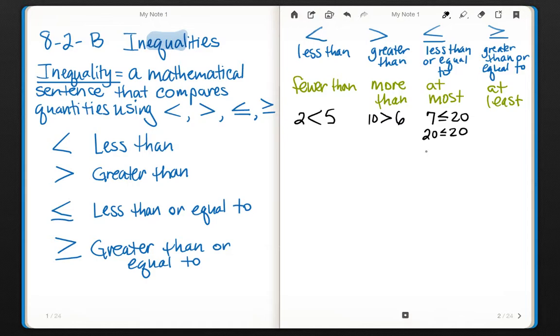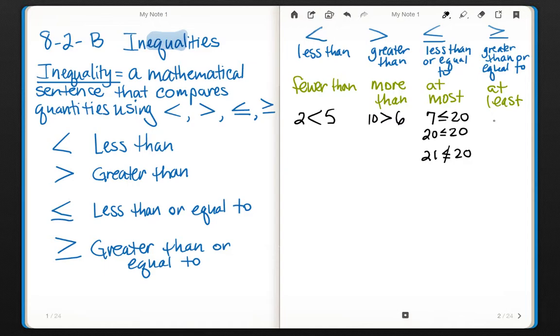Now, would this be true? 21 is less than or equal to 20. No, it's not, because 21 is more than 20. So let's put a slash through that. That's not true. And then for "at least," let's come up with an example.